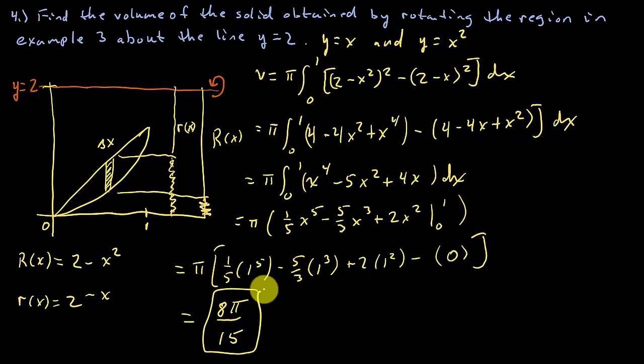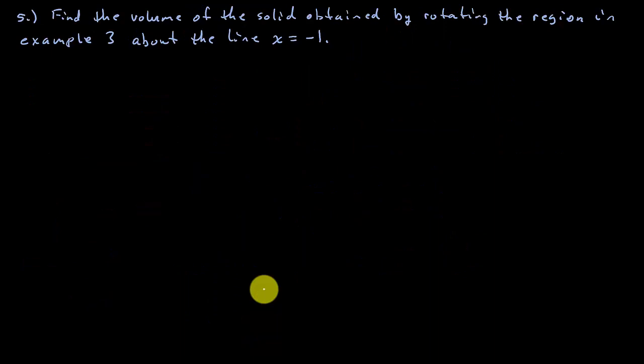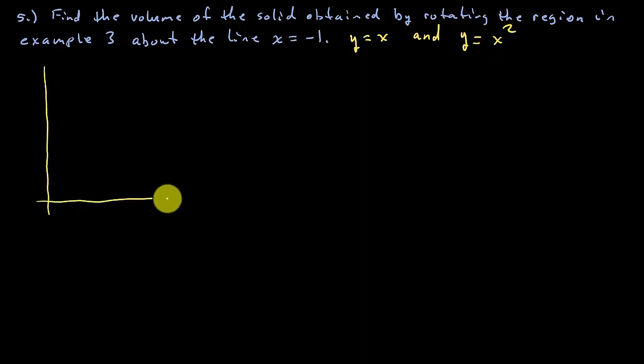All right. So let's go ahead and take a look at the next one. We're almost done. So let's see what we get here. Find the volume of the solid obtained by rotating the region in example 3 about the line x equals -1. All right. So once again, we're using the same functions that we did in the previous example. So I've got y equals x, and I've got y equals x squared. All right, so let's sketch the graph real quick.